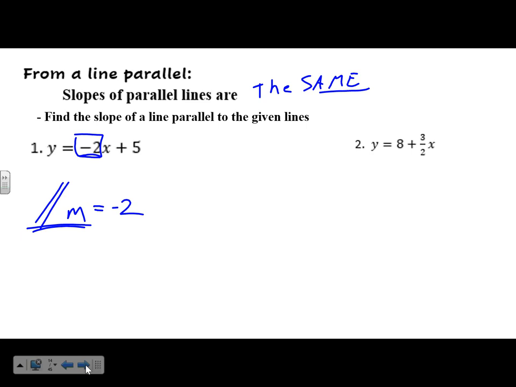For this one, we have 3 over 2x plus 8. So the slope of this line is 3 over 2. So a parallel slope is the same, 3 over 2. Now that's the reason, again, you don't actually have to put parallel slope like that. The reason I'm doing it is so you know I'm not just listing the slope of the original line. I'm giving you the slope of the new line that is parallel.